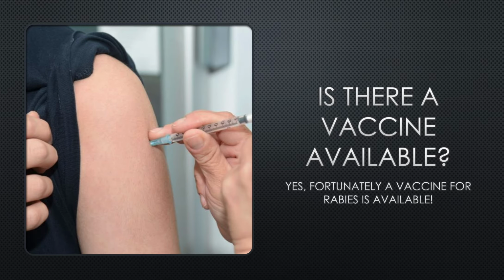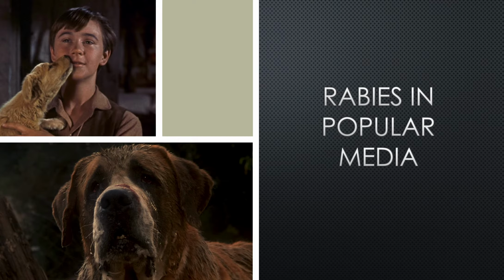So is there a vaccine available for rabies? Yes, fortunately there is in fact a vaccine available for rabies. And as you can see in this slide, there are a couple of examples of rabies in popular media. So rabies is not necessarily an unknown virus. It's very common and it's very well known.